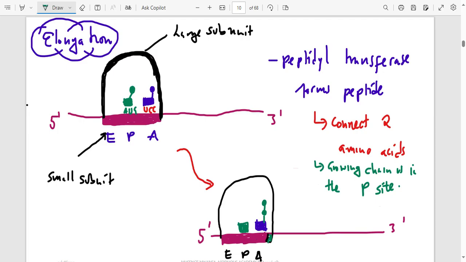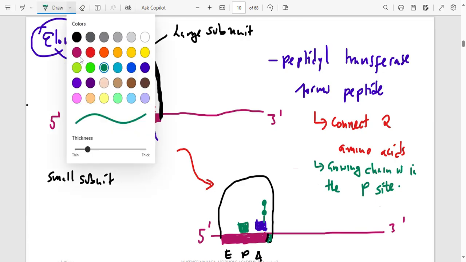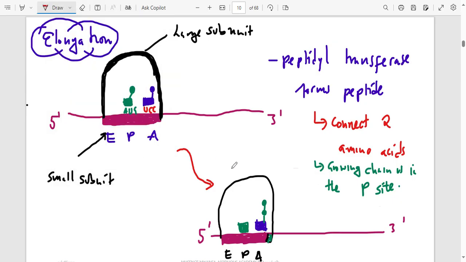Peptidyl transferase is going to form a bond, and when the peptide bond is formed, the amino acid is going to detach from the tRNA in the P site. Can you see that the amino acid in the P site has detached? It is now away. And then in the next step, the ribosome is going to move three nucleotides in the 5' to 3' direction. And you know, moving three nucleotides is moving one codon. Remember, three nucleotides is equal to one codon. Don't forget that. So what are we saying? The ribosome complex moves three nucleotides.